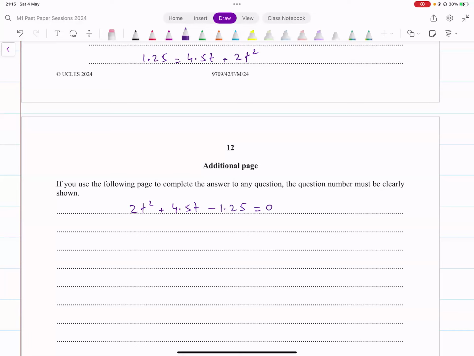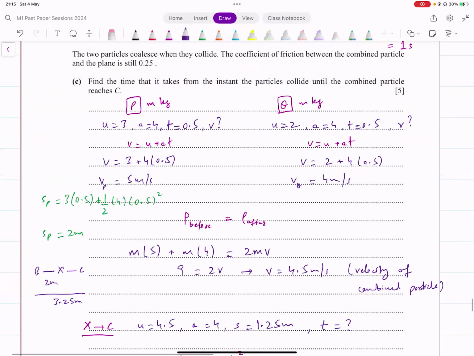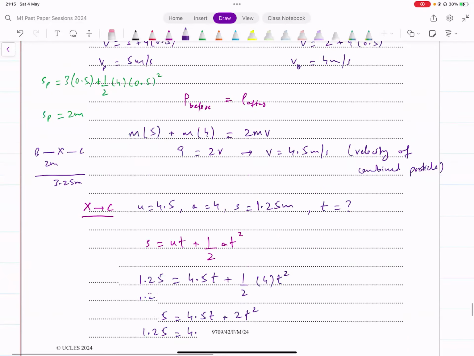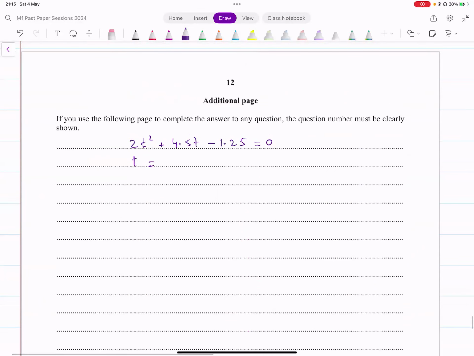Since it's mechanics, they expect you to know paper 1 concepts and use them as well. You have to put this in the quadratic formula. Although in this case, most likely they will forgive you for that because it's too much working for 5 marks already. But make it a habit, always input values in quadratic formula and then write down the answers. Minus 4.5 plus minus square root of 4.5 whole squared minus 4 into 2 into minus 1.25 whole divided by 2 into 2, and see what value of T that gives you.